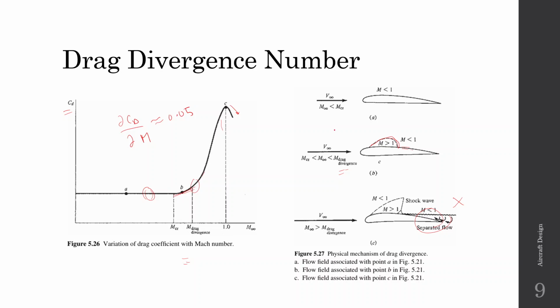One thing you can see from this chart is that the drag divergence number is usually more than the critical Mach number. From this diagram you can also see that up to the critical Mach number the curve is flat, and then up to the drag divergence number there is a slow rise.